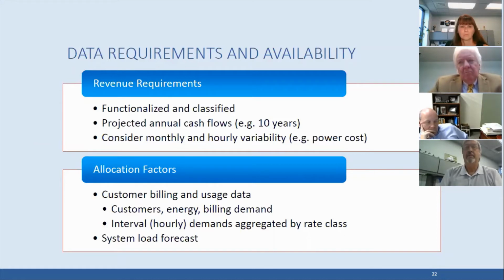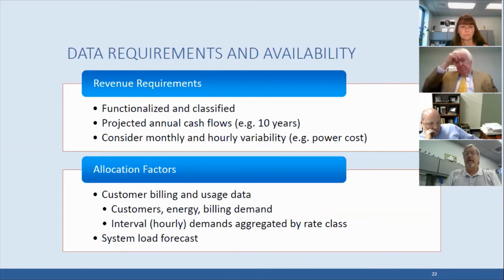The main challenge in the rate study is to take these fixed or capacity or demand related costs and allocate them to customer classes. So we need a lot of hourly data, demand data by class and for the system. And so now we're getting really into some detailed data type stuff. And so we've got to have a graph, right?